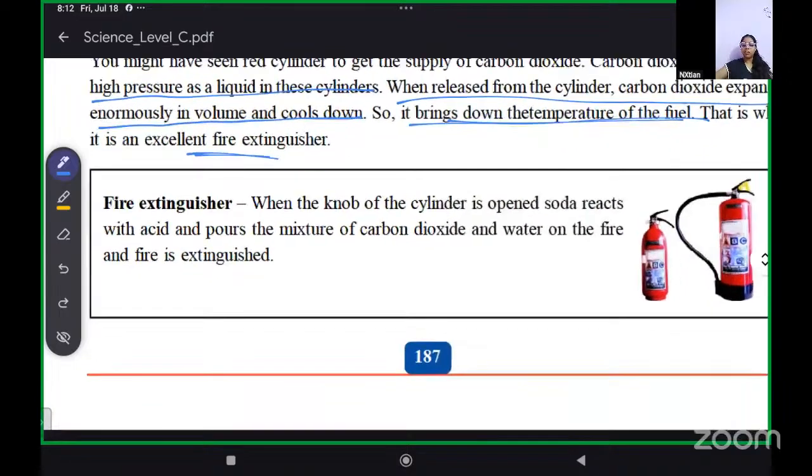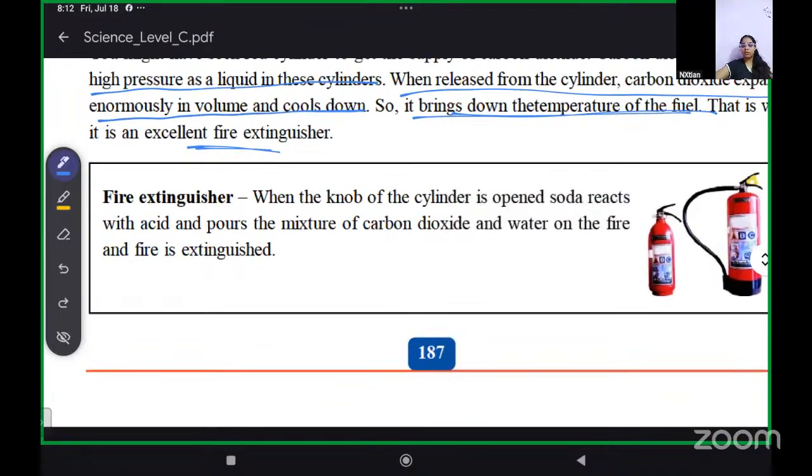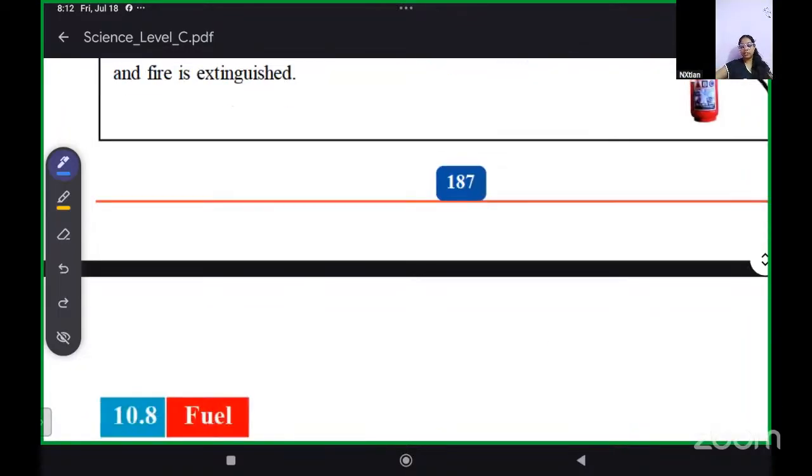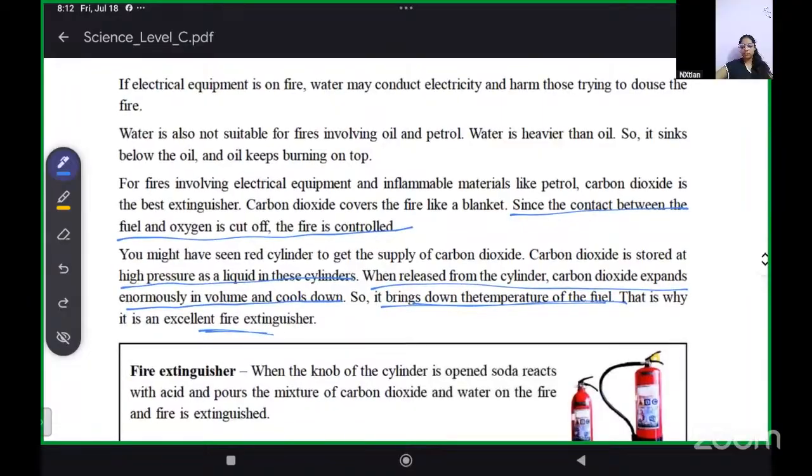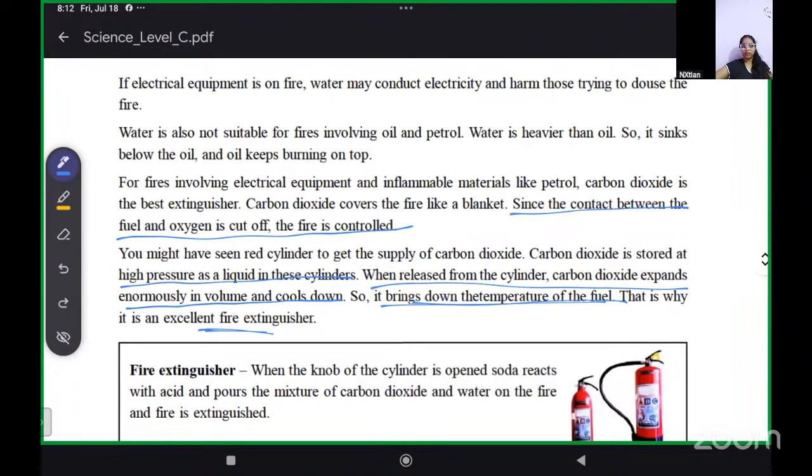When the knob of the cylinder is opened, soda reacts with acid and pours the mixture of carbon dioxide and water on the fire, and the fire is extinguished. Any doubt in this portion?